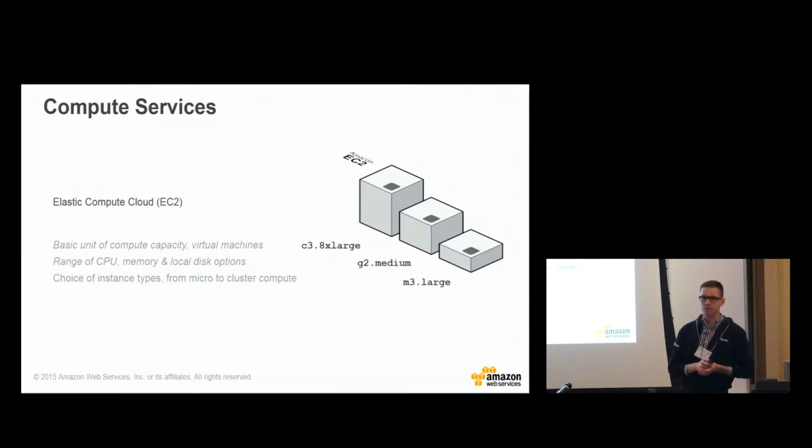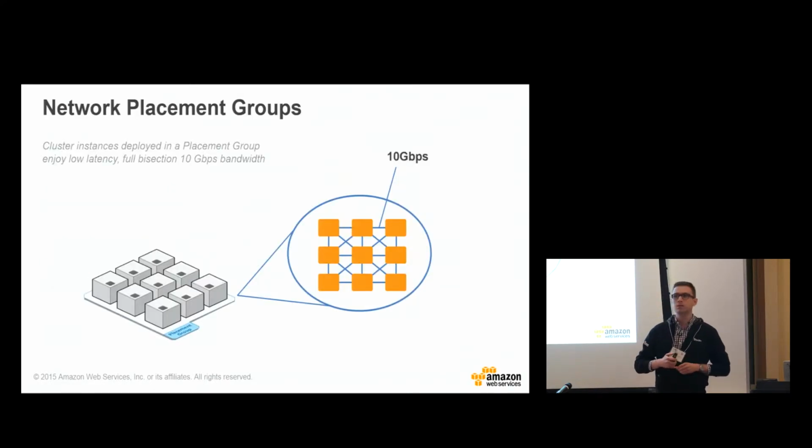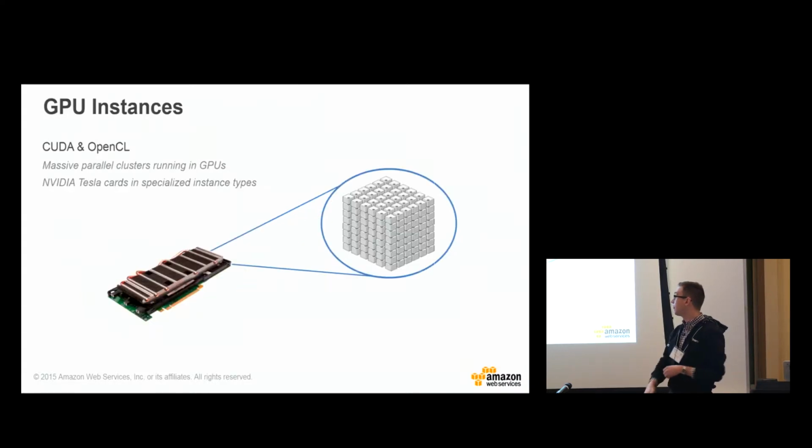In terms of compute services, the flexibility, we have very large instance types and we have very small instance types. We also have the ability to place those instances in what we call placement groups. Placement groups give you full bisection 10 gigabit bandwidth if you need to bring up a large compute cluster for a very heavy high performance workload. We can use GPU instances to run your CUDA applications or graphics applications. Those are popular as well.